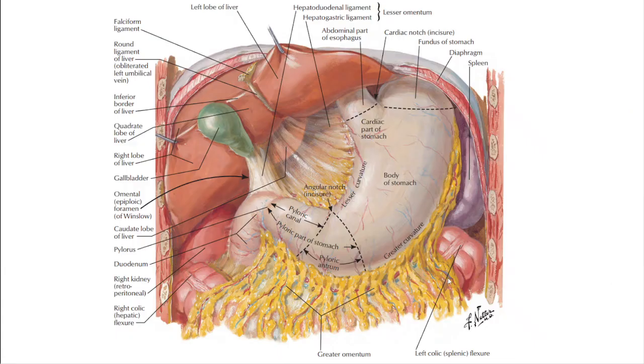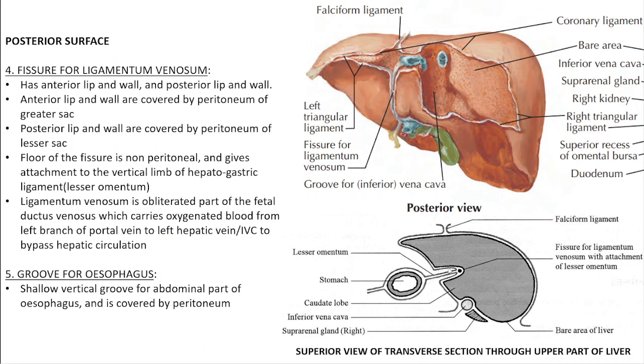Otherwise it is not so wide. Now this is called the anterior wall, and this is called the anterior lip of the fissure for ligamentum venosum. This is the posterior wall, and this is the posterior lip of the fissure for ligamentum venosum, and this is the caudate lobe. Now here you see that if we trace the peritoneum, this is the left layer of the falciform ligament. It is covering the anterior surface. Then across the inferior border of the liver, it is covering the posterior surface of the liver. Then it dips down into this anterior wall of the fissure for ligamentum venosum. It comes back as the anterior layer of the lesser omentum.